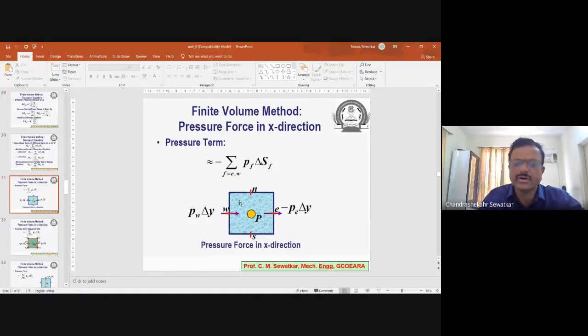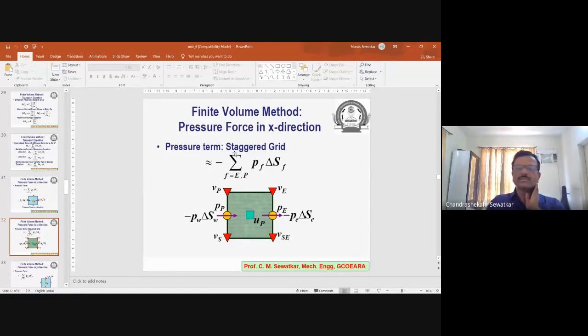So PW into delta Y. W is the west face and E is the east face. So PW into delta Y is in the positive direction, so no negative sign. Then this is minus PE into delta Y, because force in the positive x direction is considered positive. However, here the force actually acts in the reverse direction because the pressure acts towards the control volume. So this is the negative sign which we have introduced here.